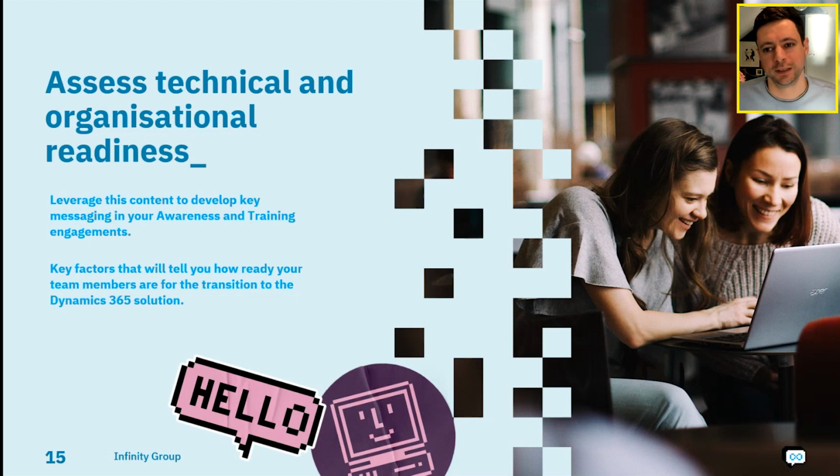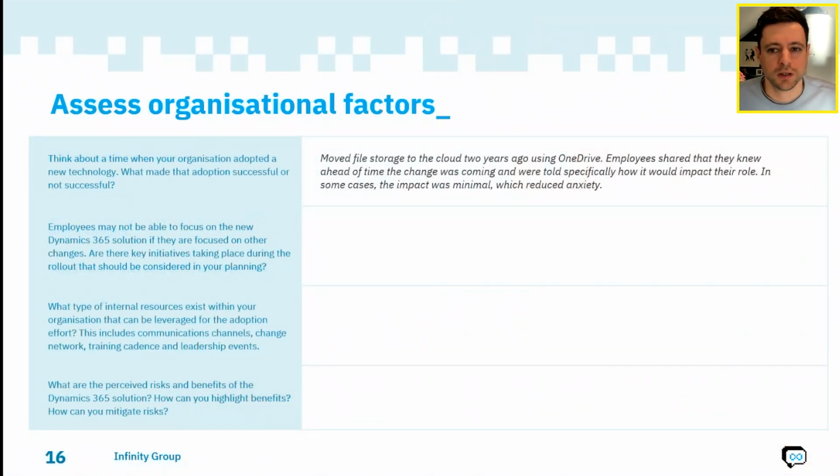So now we understand how we're going to measure success. Next up, we need to look at the readiness of the organisation. So that's both technical readiness, but also readiness of the people as well. So again, we've got some templates here that will help you through that process. So first of all, we're looking at organisational factors here. Again, we've got some good leading questions here that we can put to our adoption team that we've assembled. So this would be a separate workshop to the one we mentioned earlier.